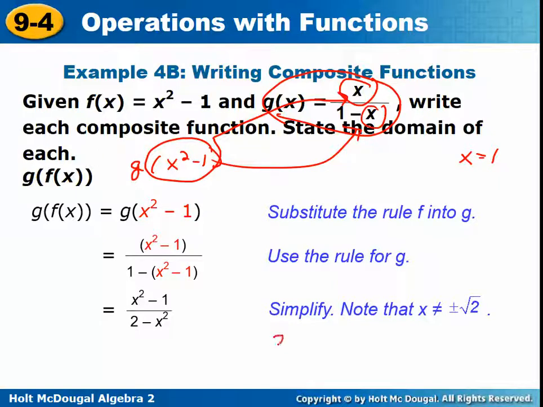Here's why. If I took 2 minus x squared equal to 0, I'm going to add x squared to both sides so that my x is positive. And then I would take the square root of both sides to find x. And when you take the square root, you get plus or minus. So I have x is equal to plus or minus the square root of 2. That's what x cannot be for this function.